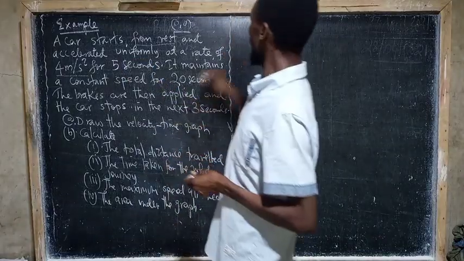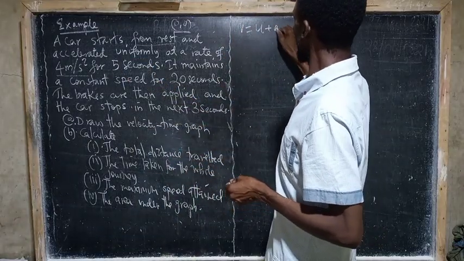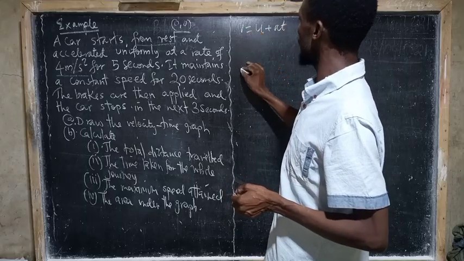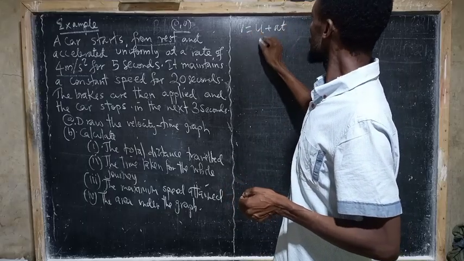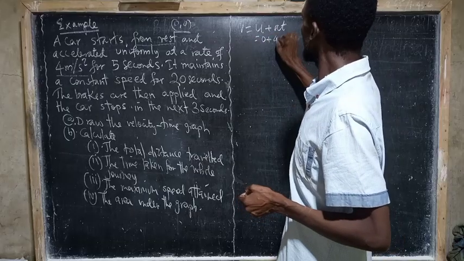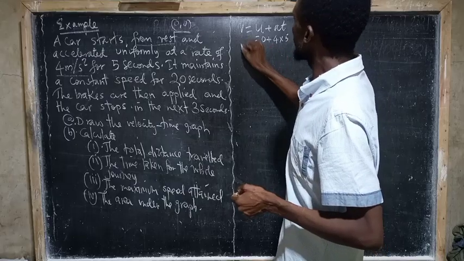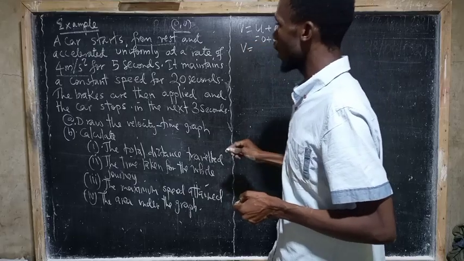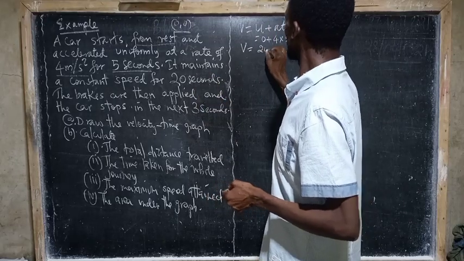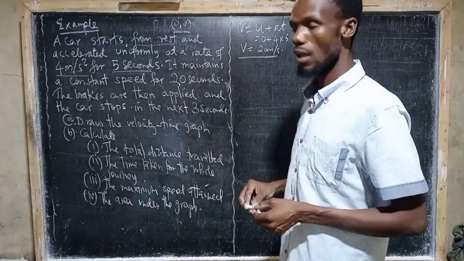Therefore, by using the first equation, V is equal to U plus AT, the velocity should be calculated using this formula. So U is 0 and acceleration is 4 times the time, that is 5. Therefore, the velocity that was attained within these 5 seconds is 20 meters per second. So this is the velocity that was attained.